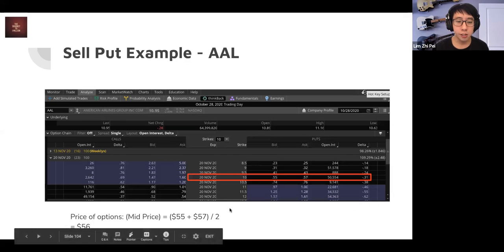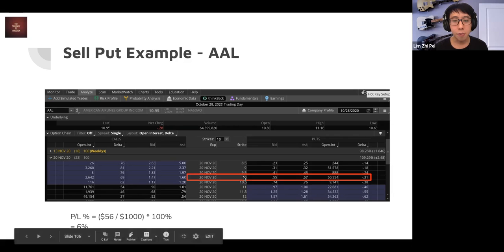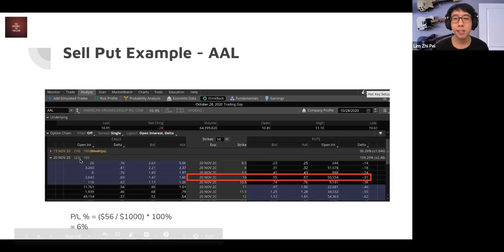So in this case, the premium that you earn is actually $56. And the amount of money you need to prepare is only $1,000. So you can actually pocket 6% in 23 days. So this is a much better deal when compared to Pinterest.